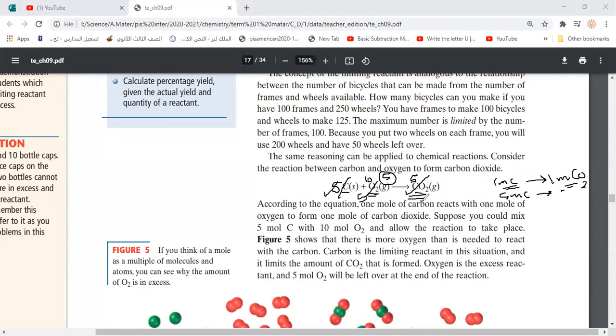So read this page very well, okay? Understand the meaning. Next time, inshallah, we're going to learn how to calculate on equations and reactions to determine what the limiting reactant is and what the excess reactant is. I need you just to read it very carefully so we can start to work on problems together tomorrow.